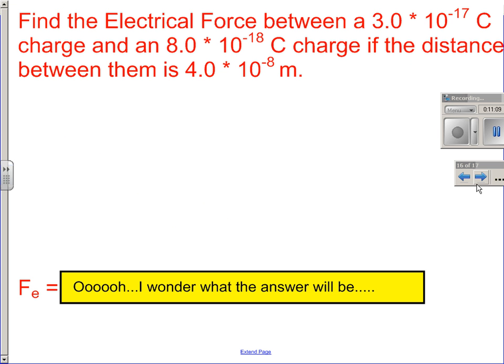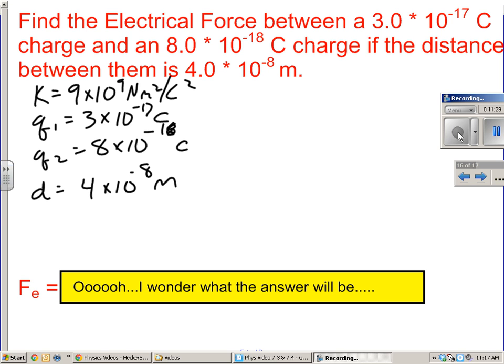So it says find the electrical force between a 3 times 10 to the negative 17th Coulomb charge and an 8 times 10 to the negative 18th charge if the distance between them is 4 times 10 to the negative 8th meters. See if you can solve this. Pause it right now, write down what you know, do your calculations, and see if you find the electric force.